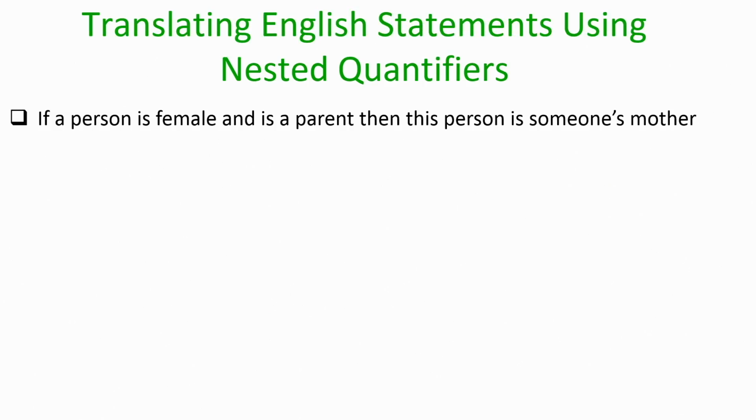Okay. So, now let us see some more examples of how we can start translating English statements with the help of nested quantification. Suppose I want to represent a statement that if a person is female and is a parent, then this person is someone's mother. Okay. We have to first identify or define the predicates that we have to use here, and here again the domain is not explicitly given, but you can imagine that the domain is the set of all people.